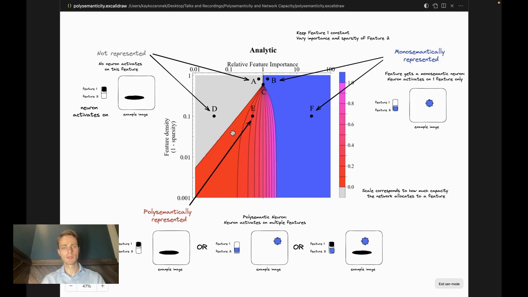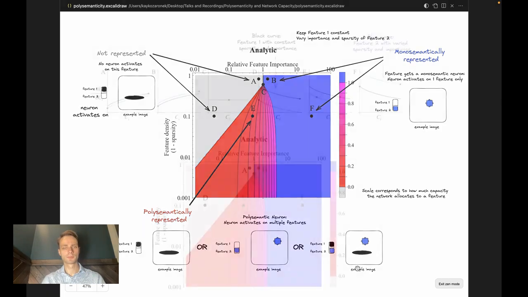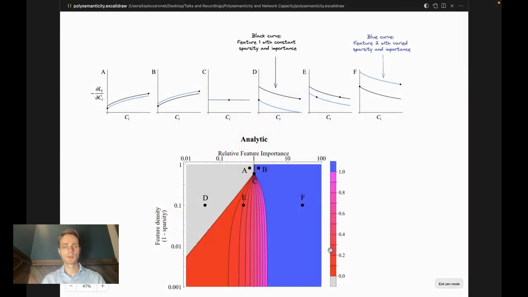In this regime, however, we can look at point E, where we can see that the feature gets allocated to a polysemantic neuron, which means that the neuron will activate on multiple features. In this case, we only have two features, so that would mean that the neuron would activate if it saw an example image that looks like so and only contained feature 1. It would also activate if it saw an image that only contains feature 2, or it would activate if it saw both of them.